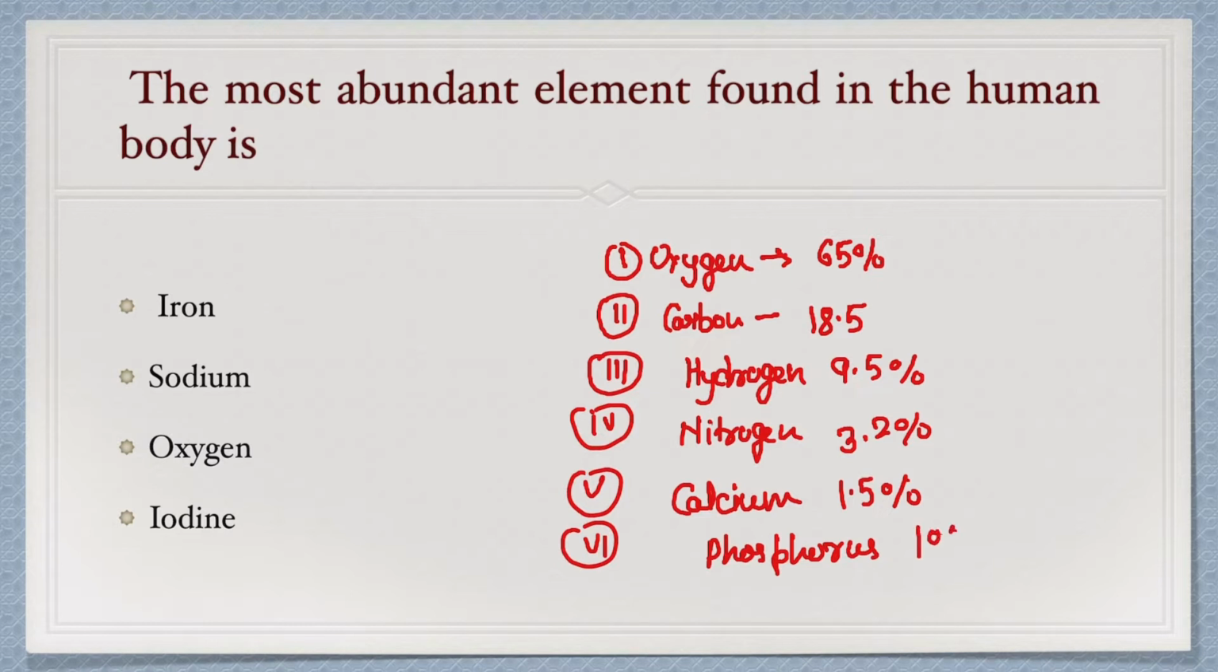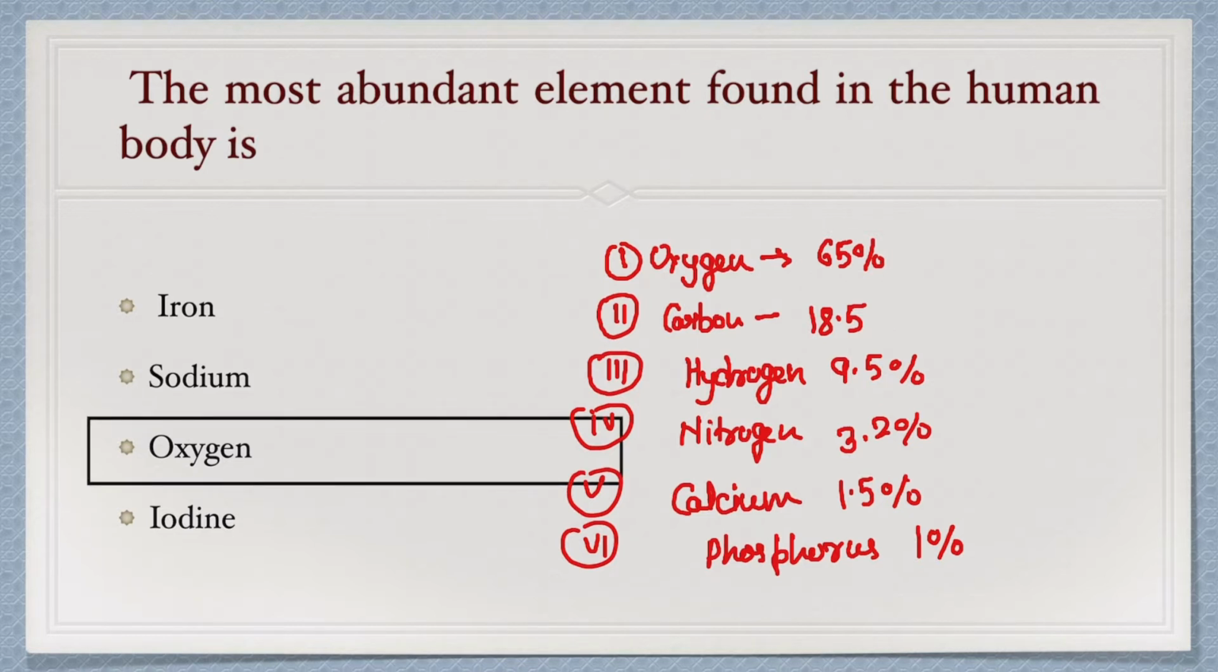which is about 1%. So these are the six elements which are nearly equal to 99% of the mass of the human body. So oxygen is the most abundant element found in the human body. So the third option, that is oxygen, will be the correct answer.